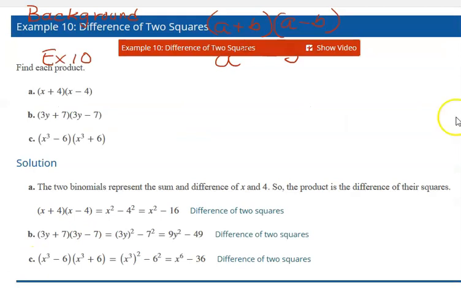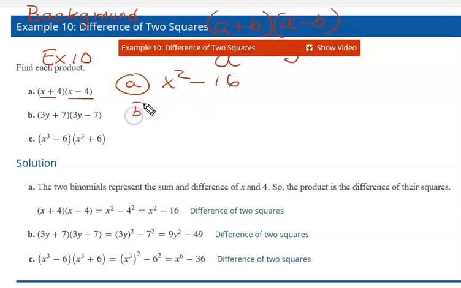And for number 10, we'll use what the book is showing us, writing these out. For example A, since we have it written here, these are conjugates. So it'll be x squared. We don't have to worry about the inners and outers, minus 16.